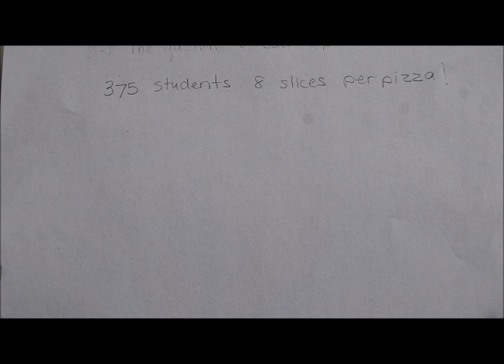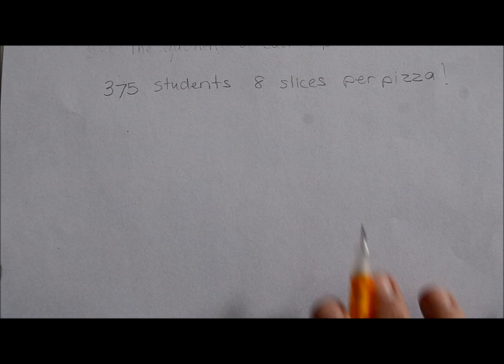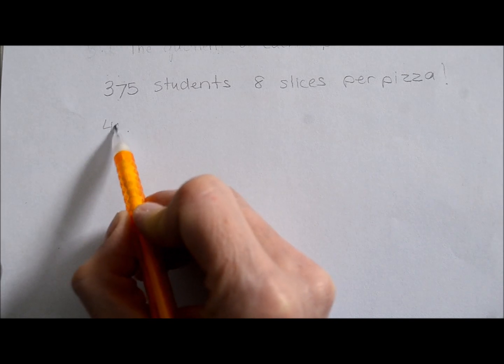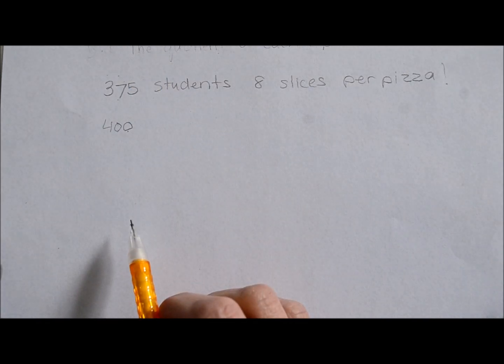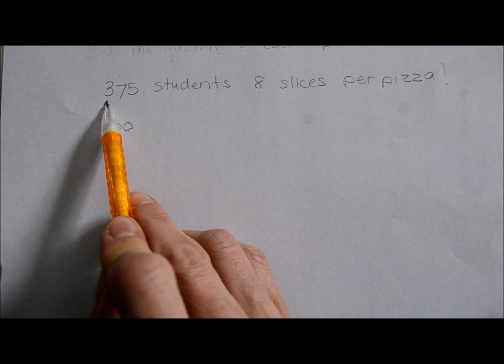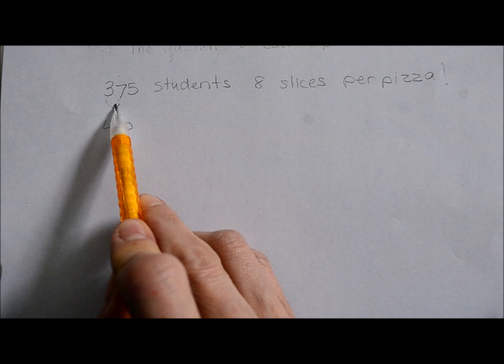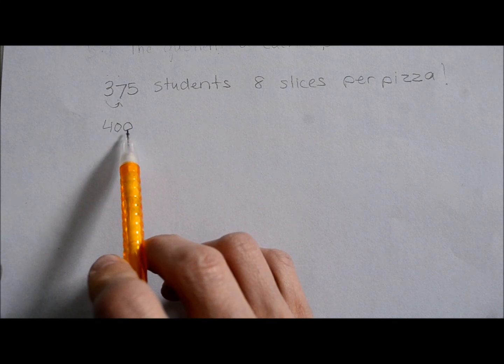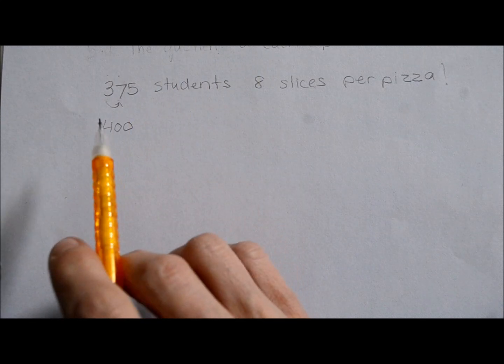But 375 is a mighty big number to work with, so we're gonna round it to make it easier for us. We're going to round up because we want to make sure we have enough for everybody. So we're going to make 375 a nice even 400. How did I get that number, you ask? Well, it's actually kind of easy. I'm going to round to the hundreds, so I'm going to look next door. It's above 5, so we're going to round it up to 400. And we're going to round up anyway to make sure we have enough.